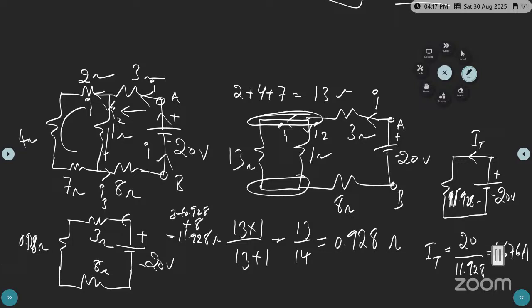This is for whenever a circuit consists of a single source. This method is called the circuit reduction technique. That is R total: the total circuit is converted into a single resistor and a single voltage source, thereby obtaining I total. I total is equal to V by R. The circuit reduction technique is not applicable for two or more sources. If a circuit consists of two sources, you cannot apply it. For that, mesh analysis is there.